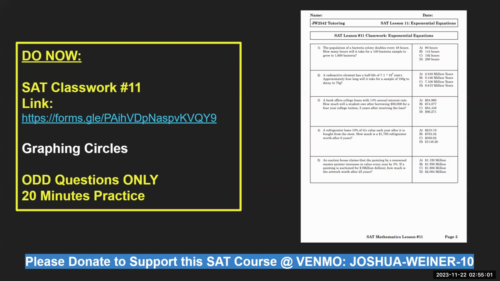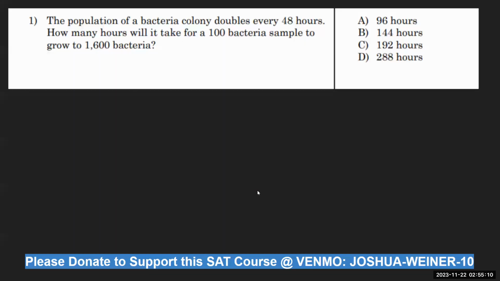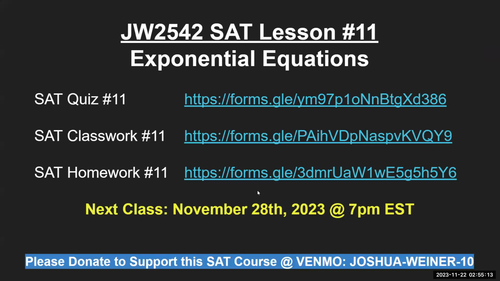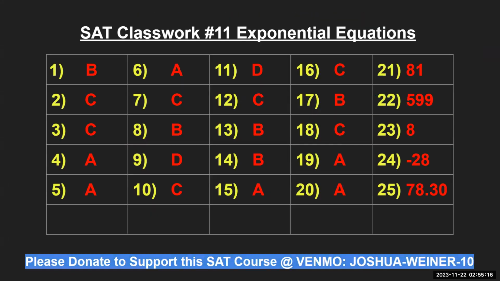Okay, that is time for classwork number 11, odd questions only. And what I'll do now is I'll reveal the answers to SAT classwork number 11. Here we have for these 25 questions, 1 was B, 2 was C, 3 was C, 4 was A, 5 was A, 6 was A, 7 was C, 8 was B, 9 was D, 10 was C, 11 was D, 12 was C, 13 B, 14 B, 15 was A, 16 C, 17 B, 18 C, 19 A, and 20 was A. 21 was 81, 22 was 599, 23, wait a minute, these are incorrect.